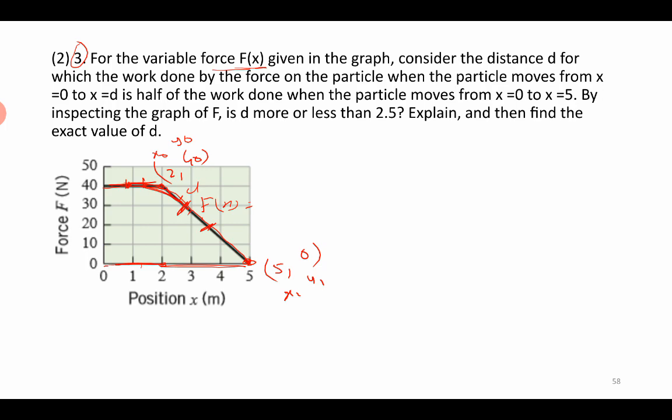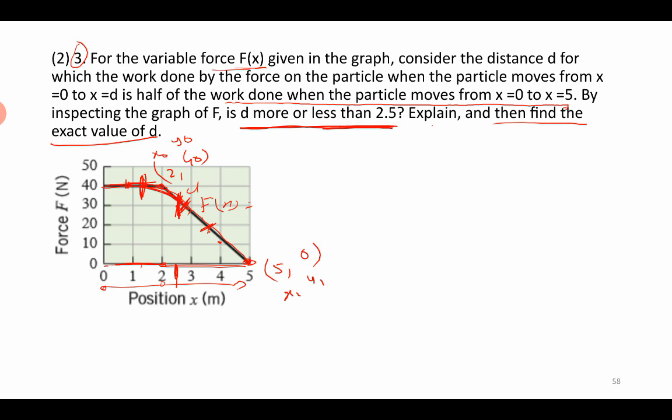So how much is the work done when the particle moves from 0 to 5? We should know what is the total work done when it moves from 0 to 5 in this distance. So half the work will be done when you reach D. D can be here or here. So the first question is based on assumption. Whether D is more than 2.5 or less than 2.5, 2 is here, 2.5 here. So D should be either above or below 2.5. That's our first question. By assumption, we have to answer it. And we will solve and find what exactly D is.